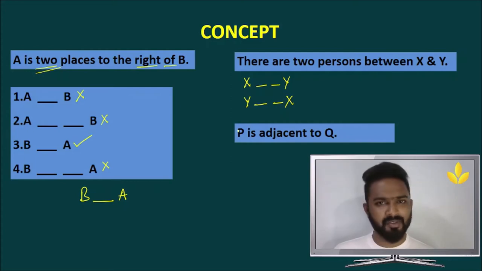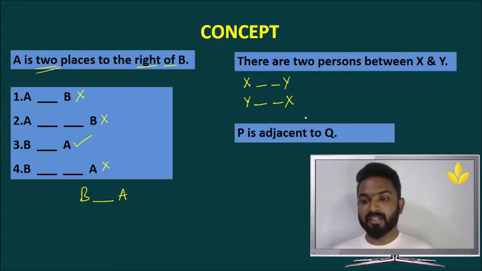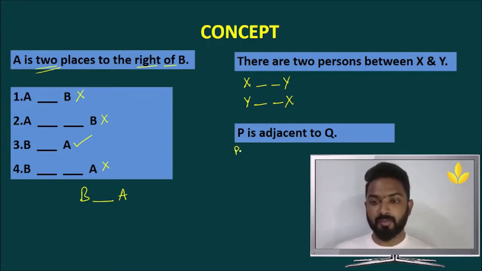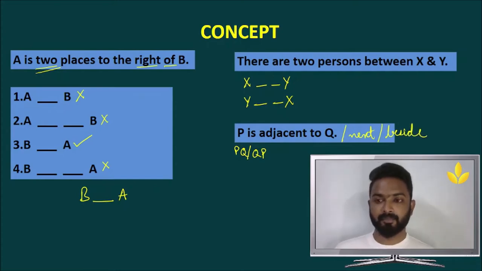So the last one everybody would get correctly. P is adjacent to Q. That either means PQ or QP. Instead of adjacent, they can also write next to or beside. All of them mean the same thing, PQ or QP. So if you're 100% sure about these three statements, then 90% of your silly mistakes that you might make will go right out of the window. Let's start with the questions.